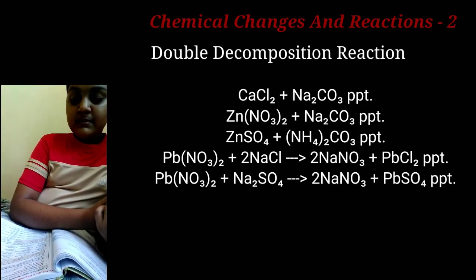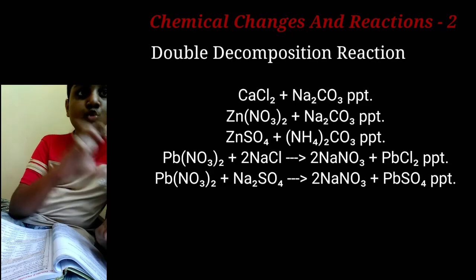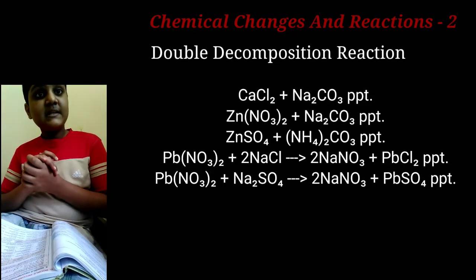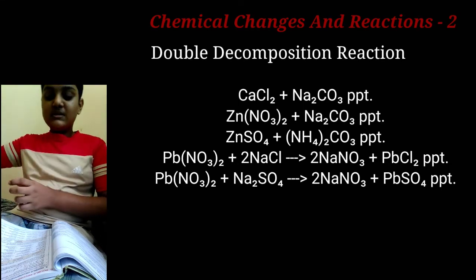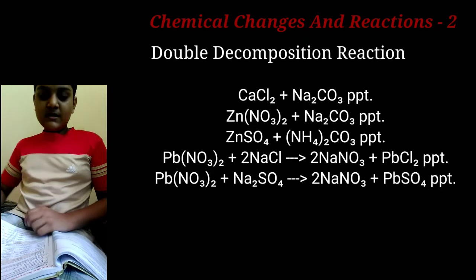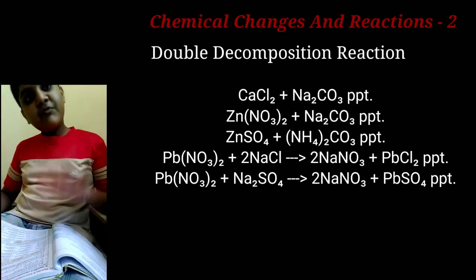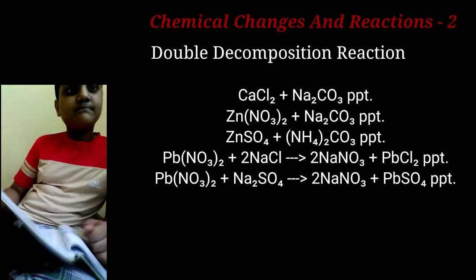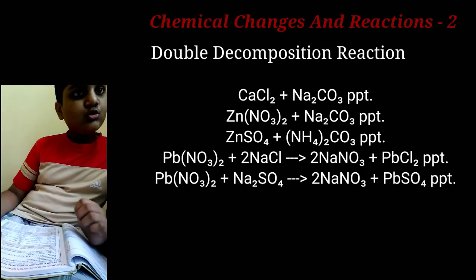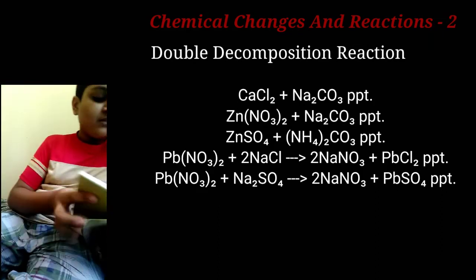So, for example, CaCl2 plus Na2CO3 gives NaCl plus CaCO3. So this CaCO3 is a precipitate. So there are 1, 2, 3, 4, 5 equations. Learn any 2 or 3, and the remaining 2 or 3, you just read it out.